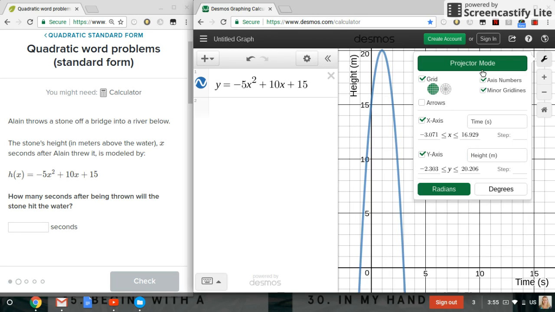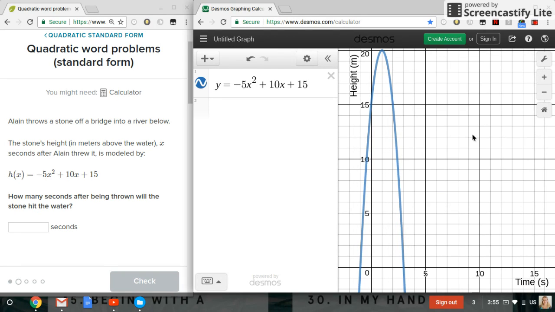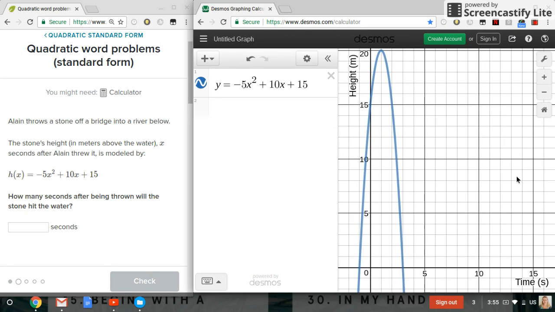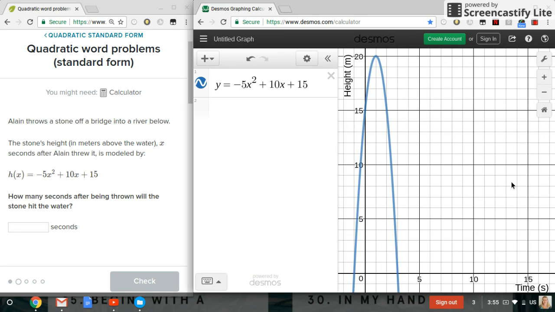I'm going to click it into projector mode so it makes it easy to see. And since height will not be a negative number unless we go below the water, and time cannot be a negative number unless we're time traveling backwards, we can put the origin point (0, 0) in the bottom left corner to keep just our positive quadrant up here. So now this curve represents the path the stone takes in time and its height.